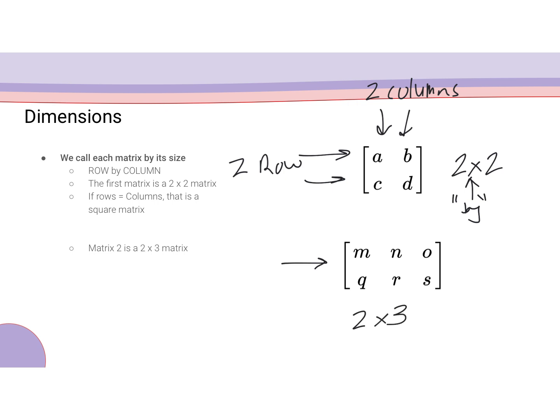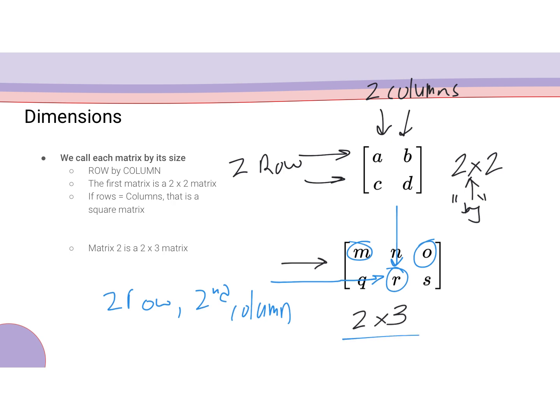And so what's nice is if I wanted to say second row, second column, that gives me an exact spot to look. Second row, second column would produce the value R. So it's almost like giving everybody an address, like a street address. First row, first column would be M in this case. First row, third column would be O in this place. So each one of these has a specific address that we can find it at. And we use this to describe the entire dimension.